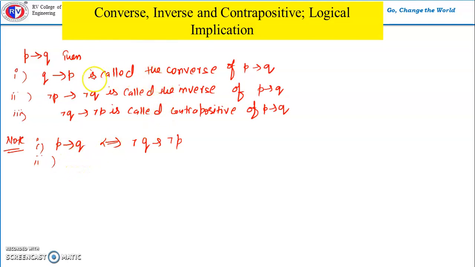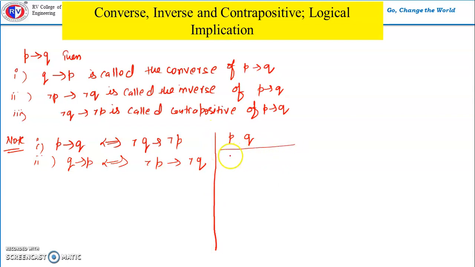So what is converse? Converse is Q implies P. Inverse is what? Negation of P implies negation of Q. They are logically equivalent. So now if I have P and Q, so we will be having four inputs, right? 0 0, 0 1, 1 0 and 1 1, and then we know P implies Q is what? It is 1 1 0 1. It will be 1 always except 1 0 pair.